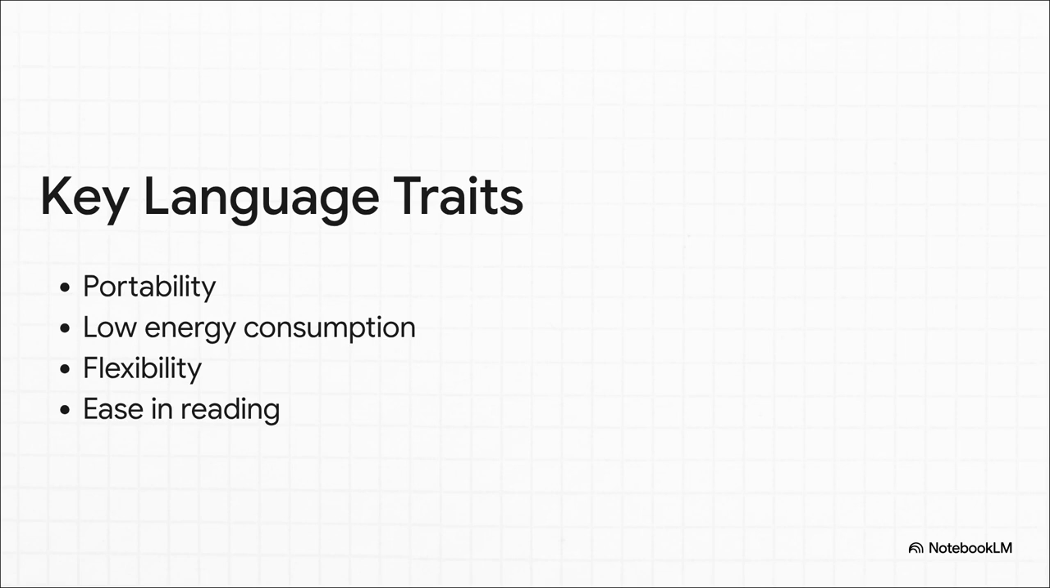A lot of these IoT devices are tiny, and they're running on battery power. So your code has to be super efficient, it needs to be portable to run on different kinds of chips, it has to sip power, it needs to be flexible enough to talk to hardware directly, and it still has to be readable for us humans.